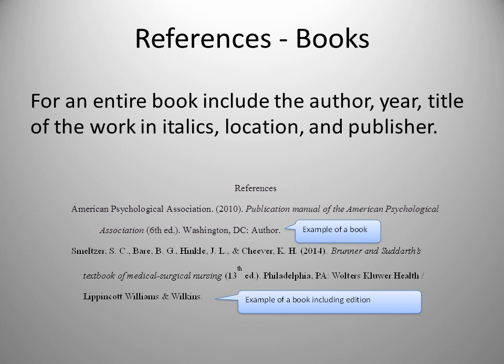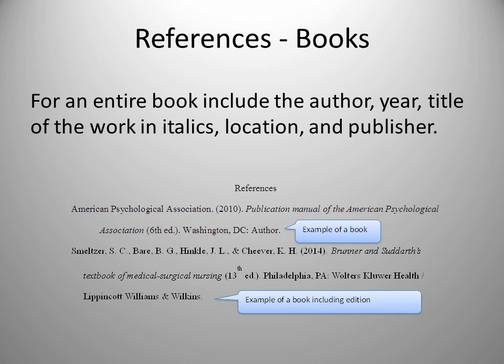The second example is the Smeltzer book. This book is written by 4 different authors. And you'll notice here there's Smeltzer, Bear, Hinkle, and Cheever. And when you're putting these books in your reference list in alphabetical order, you're only going to alphabetize by that first author's name. We don't want to do anything to the way the authors are listed, because Smeltzer, or whoever's the first author, is the person that actually contributed more to the work.